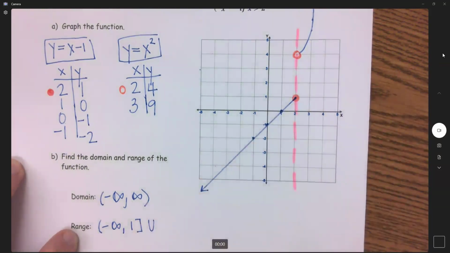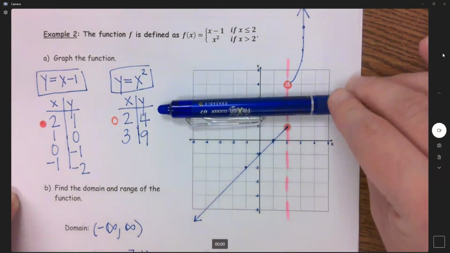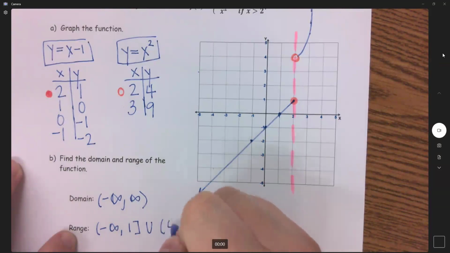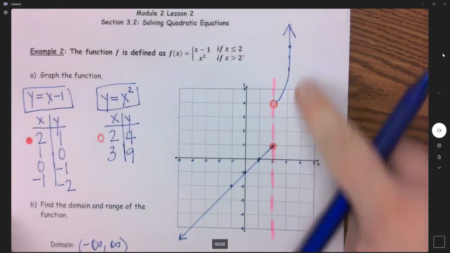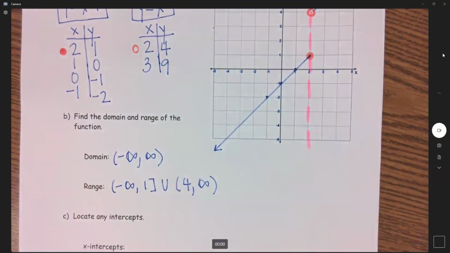And then the union, then let's talk about this top portion here. The lowest number here is at 4, but because it's an open circle, that will be parentheses 4, and then arrow to infinity.